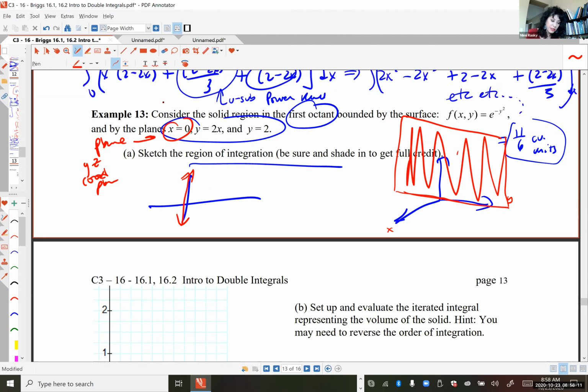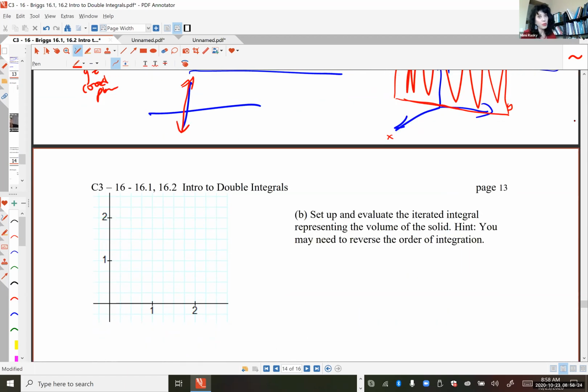We already know what the capping surface is. I hope everybody identified it right there. It's f(x,y) equals e to the negative y squared. That's your capping surface. So we're just trying to figure out the base of our solid right now because that's super important, because that operates as your region of integration.